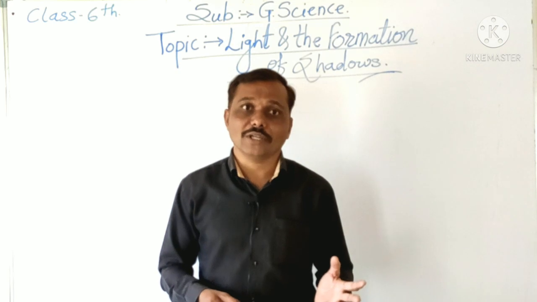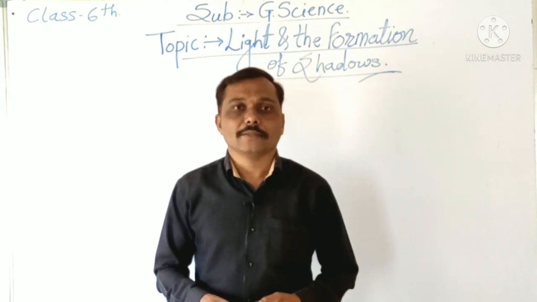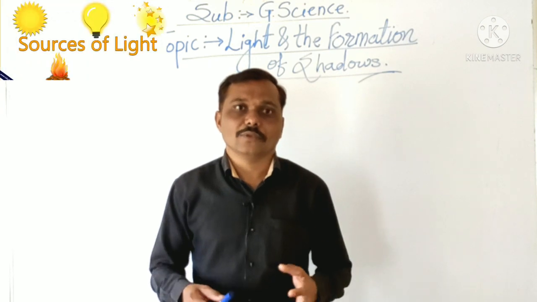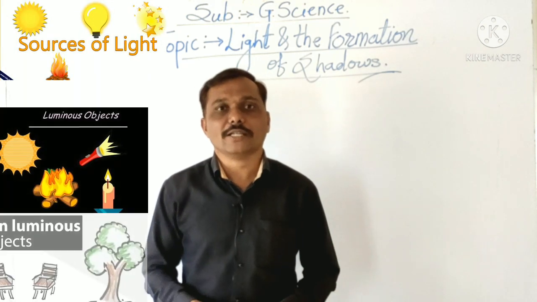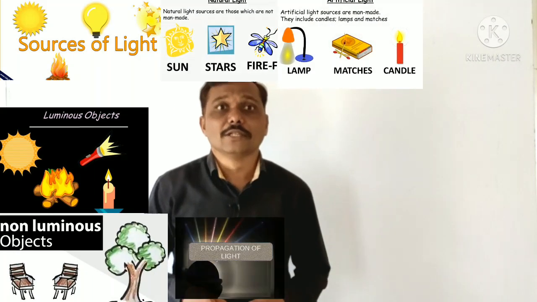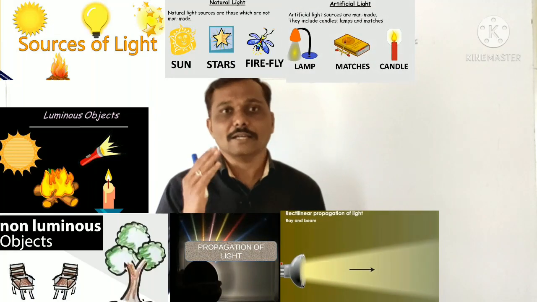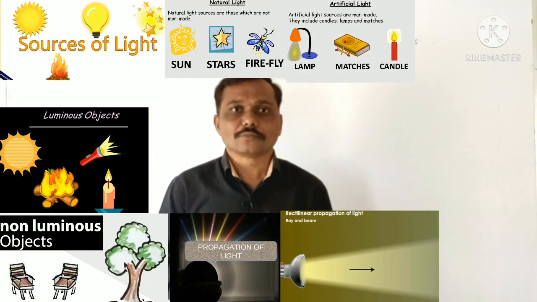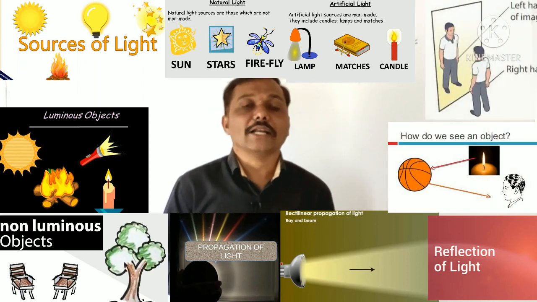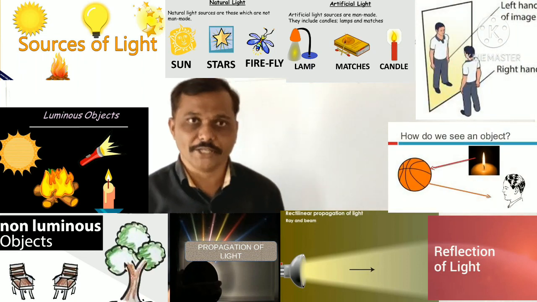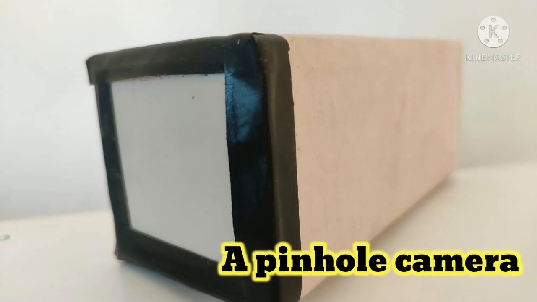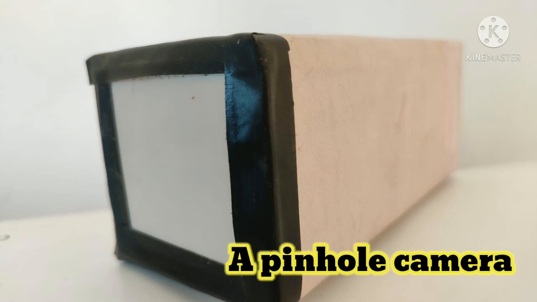In the last video we learned about source of light, luminous object, non-luminous object, natural source of light, artificial source of light, propagation of light, linear propagation of light, reflection of light, how we can see an object and how we can see our image in a plane mirror. So now let's start a new topic, that is a pinhole camera.